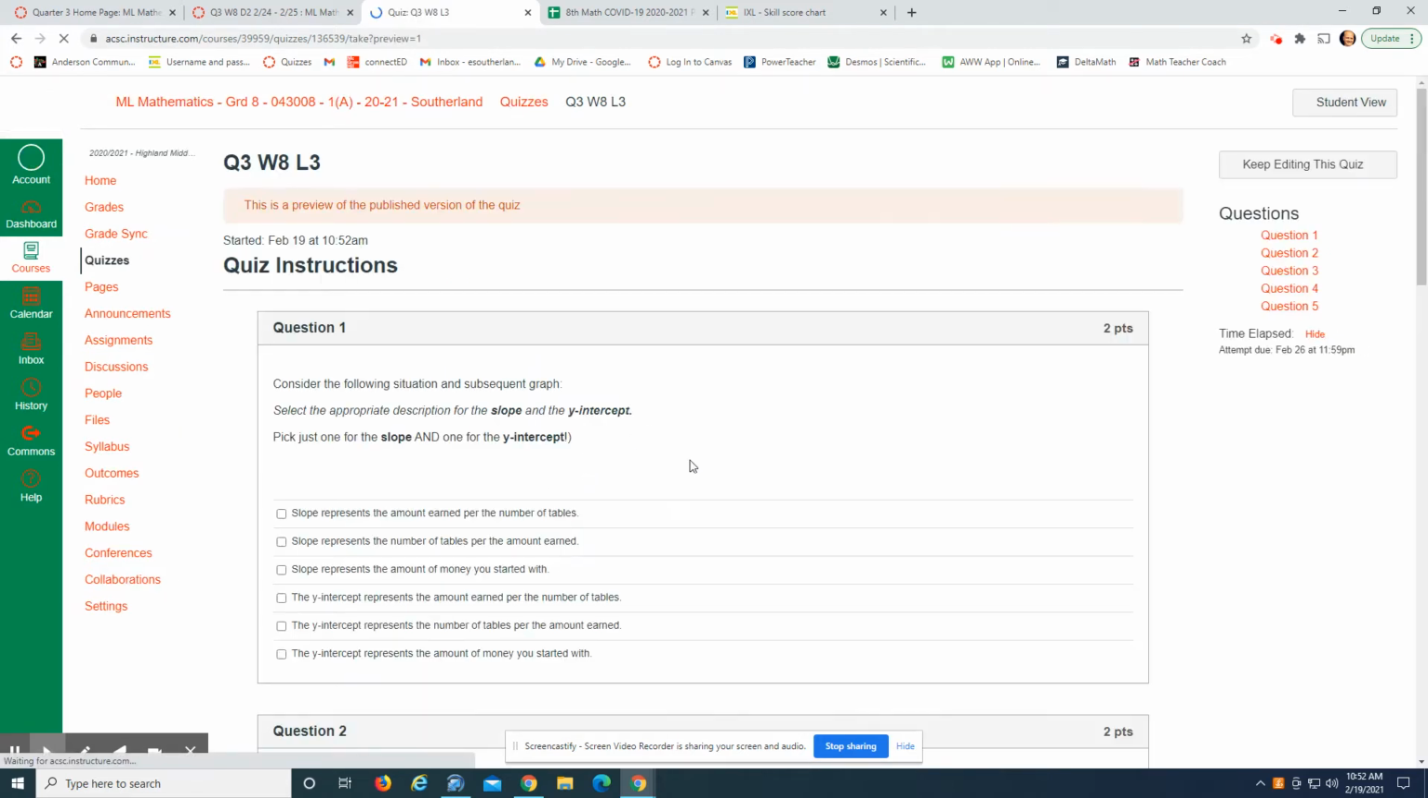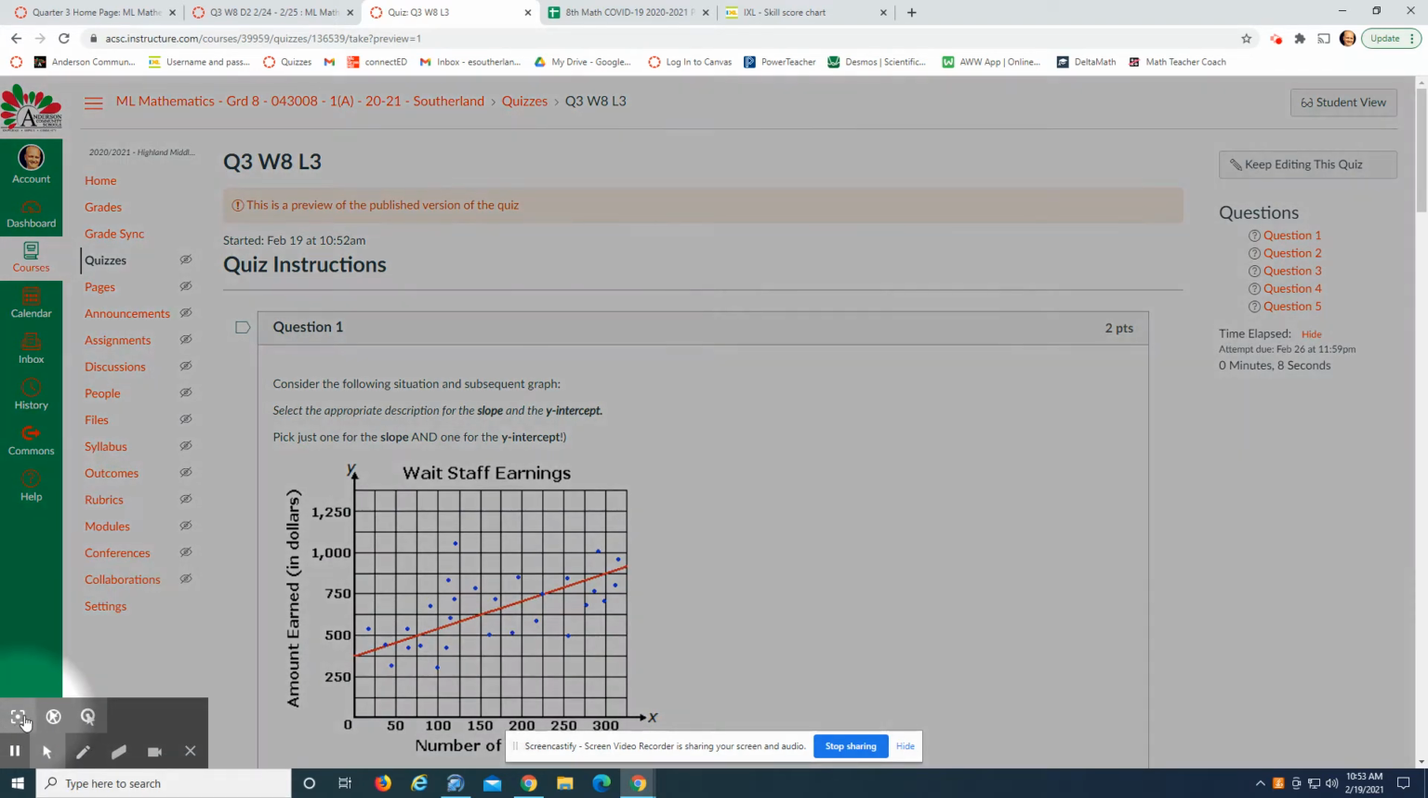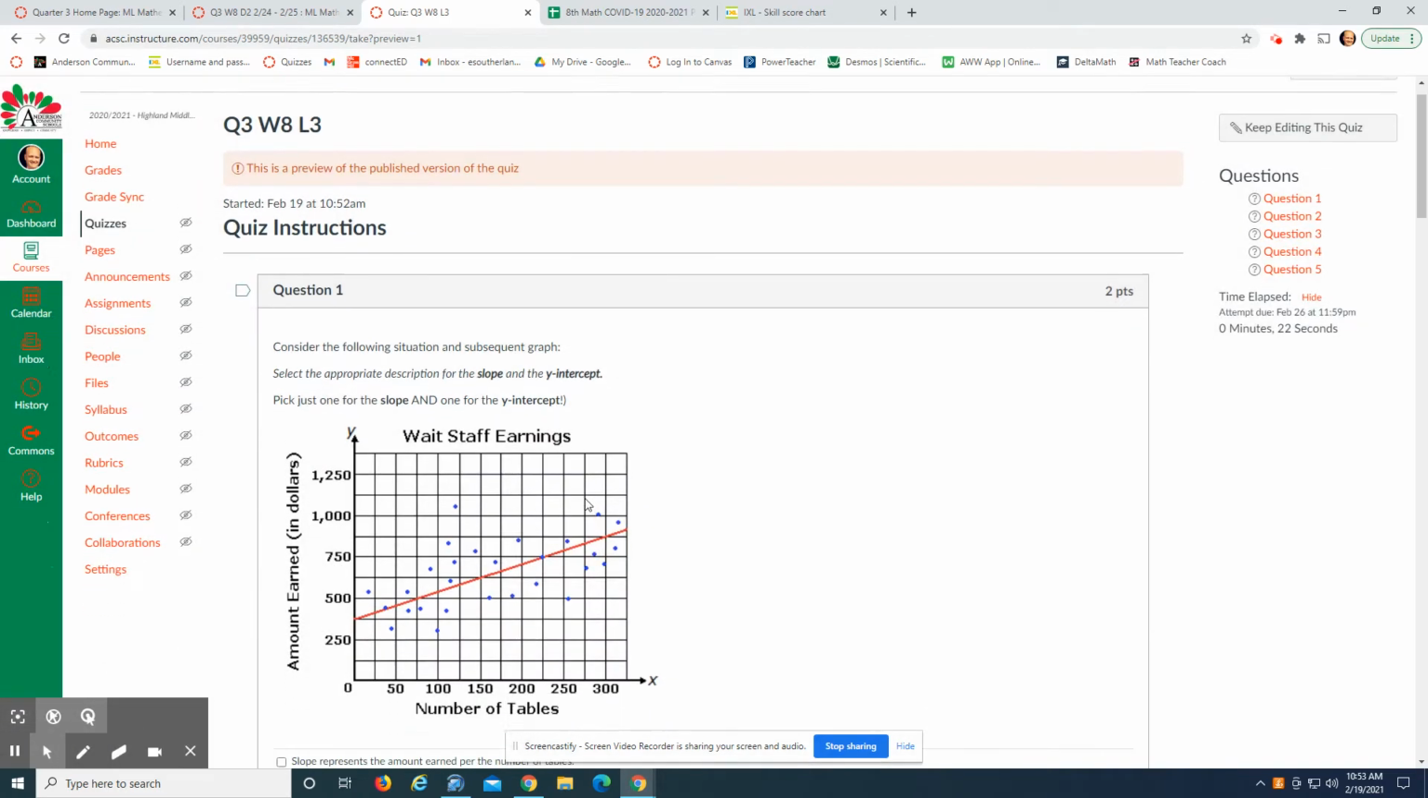So if you remember from yesterday, we want to consider the following situations, subsequent graph, select the appropriate description for the slope and the y-intercept. Pick just one for slope and one for y-intercept. Okay, so what does that mean?